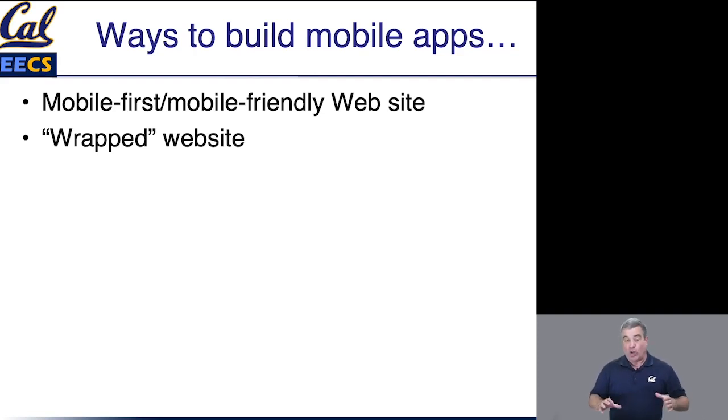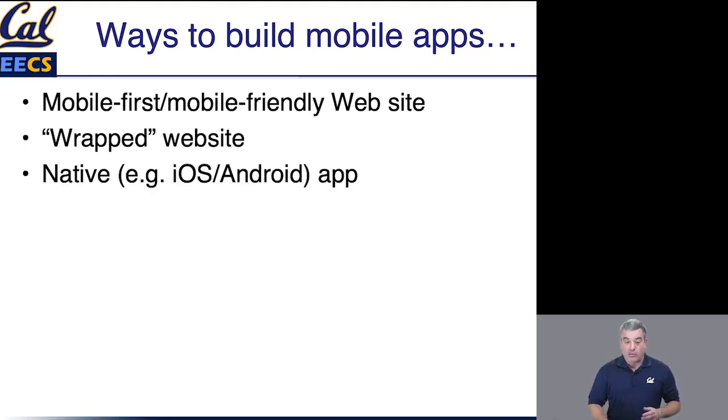So from the outside, for all practical purposes, it looks and behaves just like a native app for iOS or for Android. And of course, you could just build a native iOS or Android app. So what are the pros and cons of doing this?